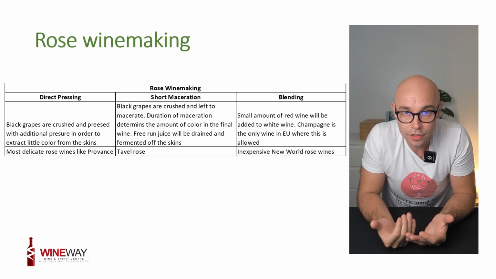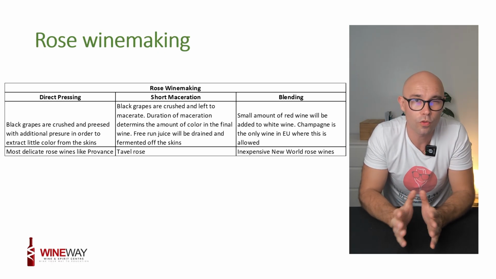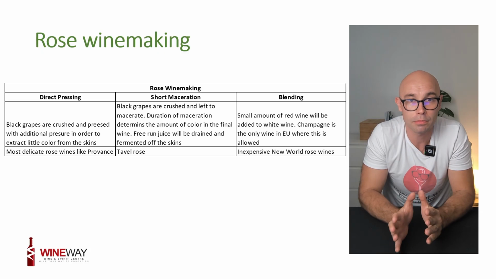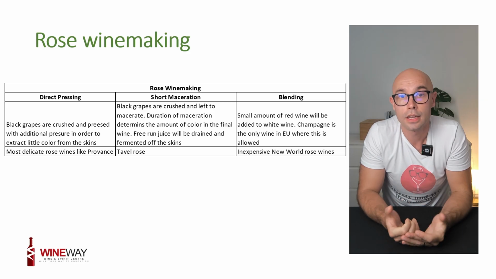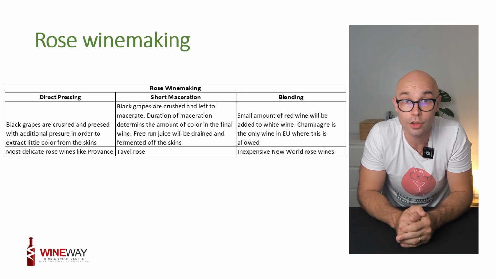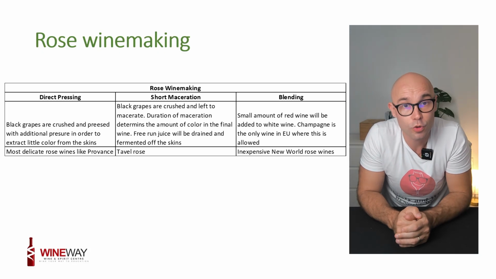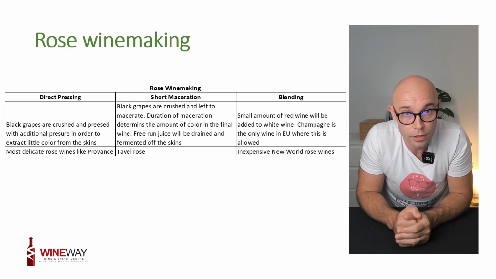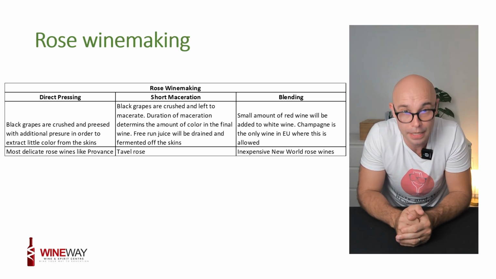Blending is usually not going to be allowed in the European Union. This is more for New World style, where you can actually blend red wine into a white wine in order to produce a rosé. So a small amount of red wine will be added to a white wine. Champagne is the only wine in Europe that can actually be made in this way, and it's usually done for inexpensive rosé wines from the New World. So 3 different ways: direct pressing, short maceration, and blending.